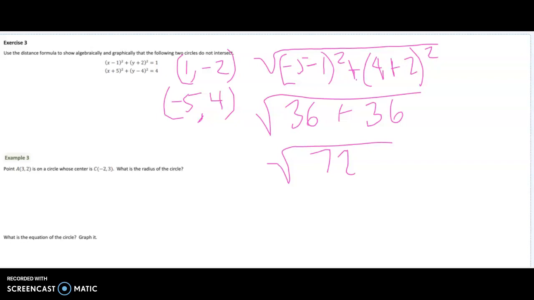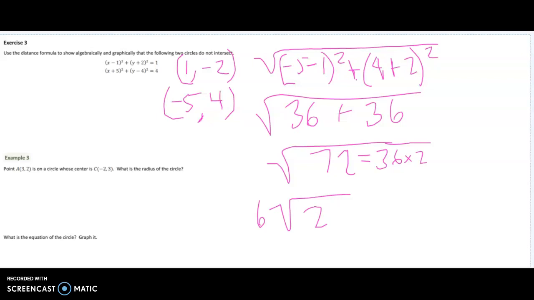Well, we know 6 is a multiple. 6 times 2, or 36 times 2. So the square root of 36 is 6. And we got 2 left over. So this would just be equal to 36 times 2. Factor out the square root. All right. So now we have the distance between the centers.